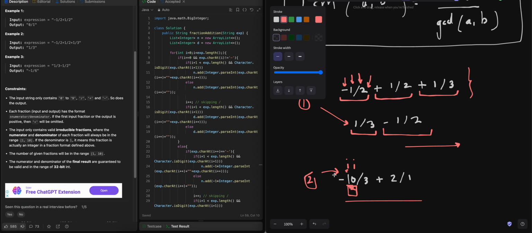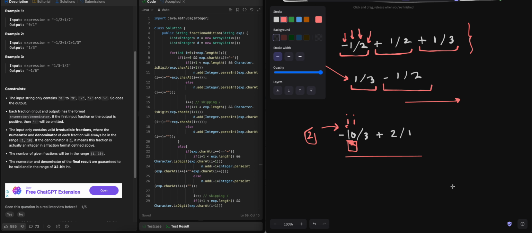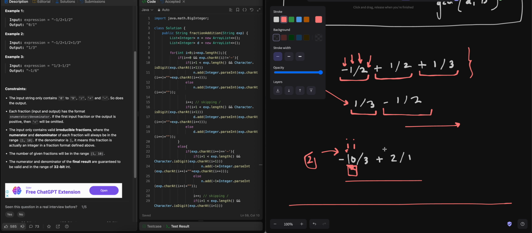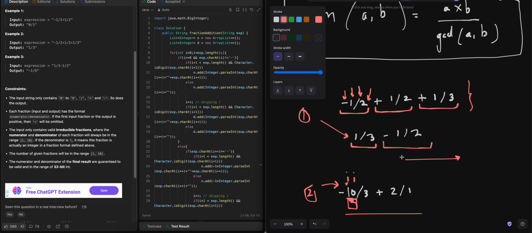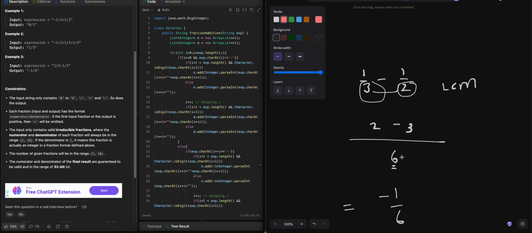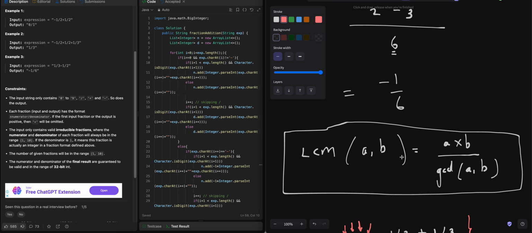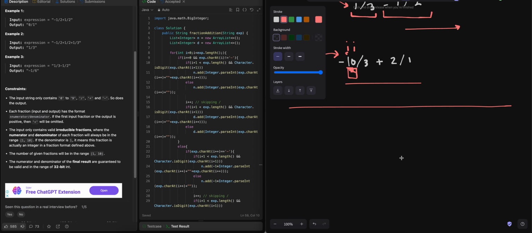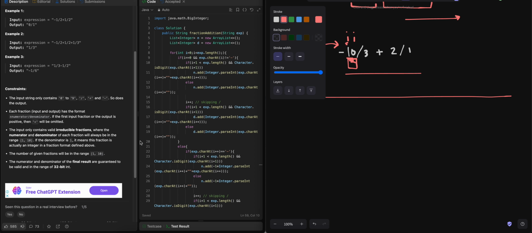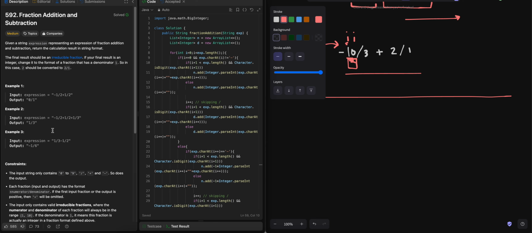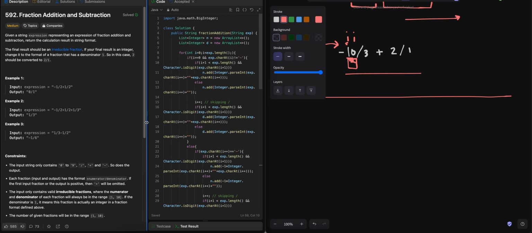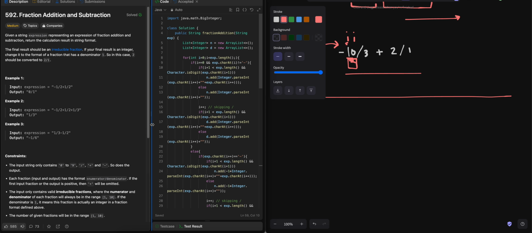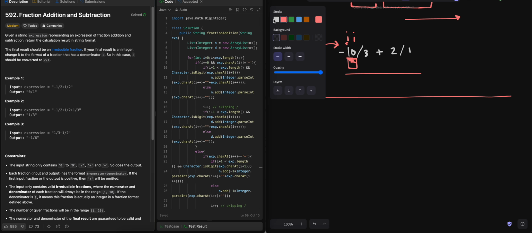Okay, and this is the second exceptional case. So we have covered up till now. Another thing is that in the problem statement they have mentioned that we have to return the result in irreducible fractions.